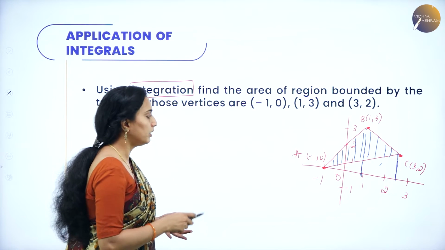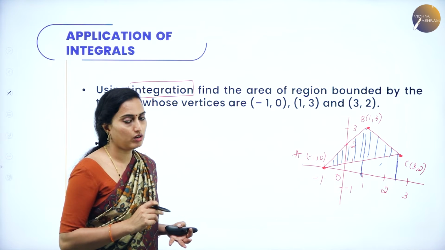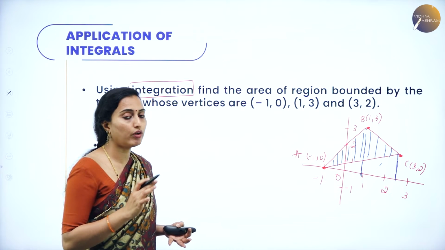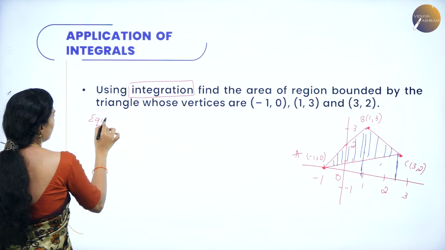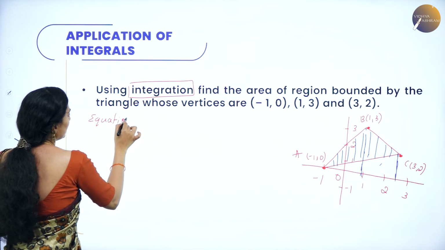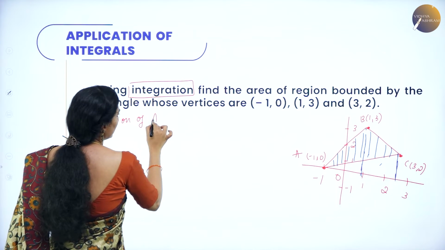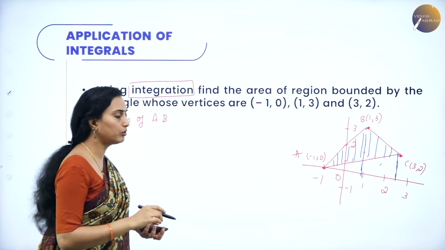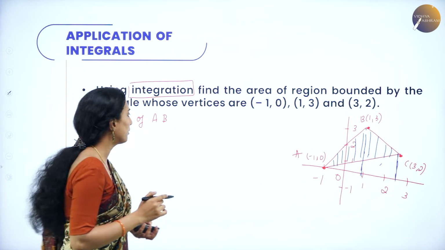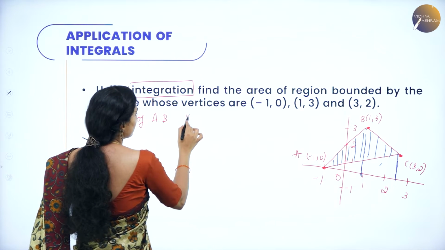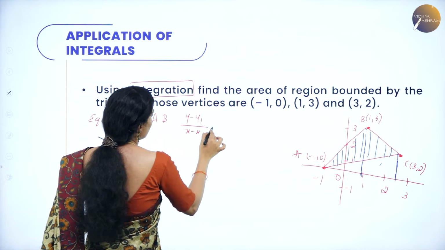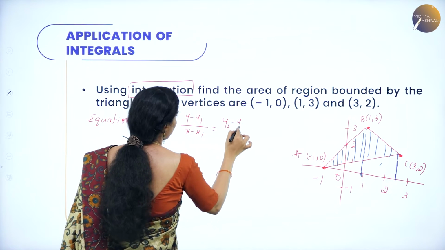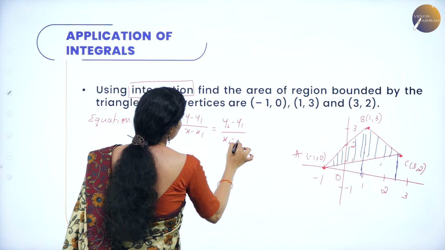So therefore, let me find the equations first. What is the equation of AB? The equation of AB, you can have it in two-point form. First I am going to write the two-point form here: y minus y1 divided by x minus x1 is equal to y2 minus y1 divided by x2 minus x1.